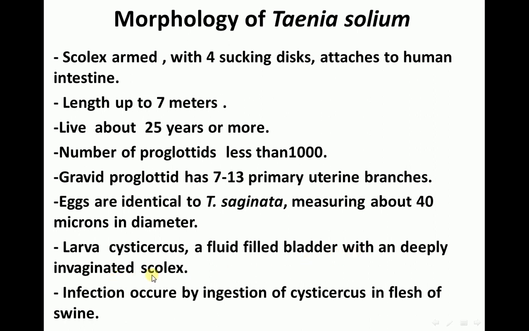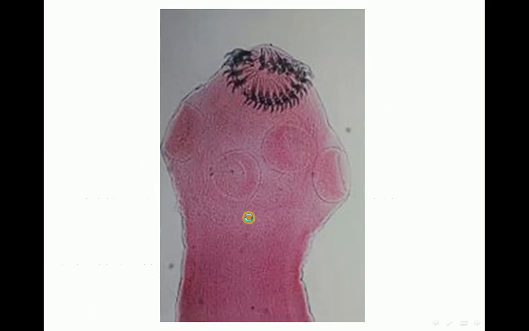This is the morphological difference by which we can distinguish the larval stage, whether cysticercus bovis or cysticercus cellulosae, by the scolex. We notice the scolex in cysticercus cellulosae is deeply invaginated into the bladder filled with fluid. Infection can occur by ingestion of cysticercus in flesh of swine. Scolex region is provided with 4 spherical suckers and hooks.